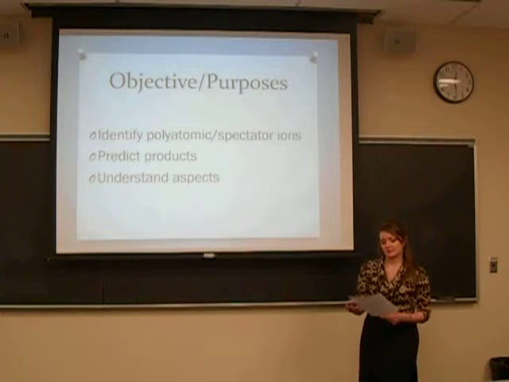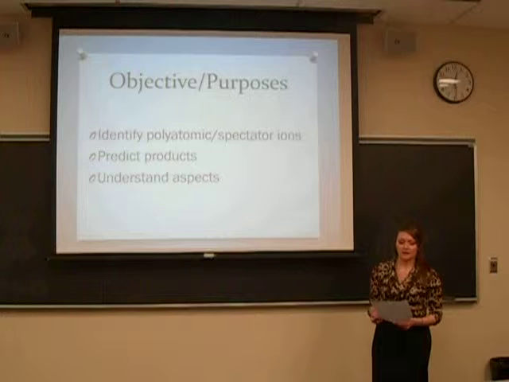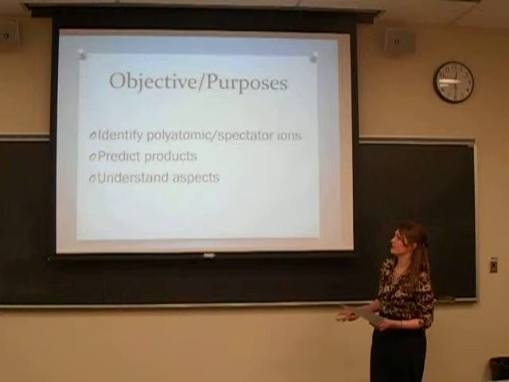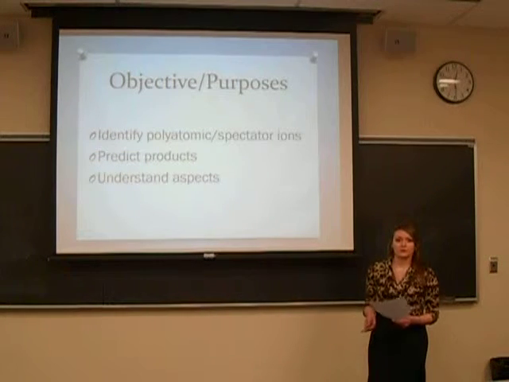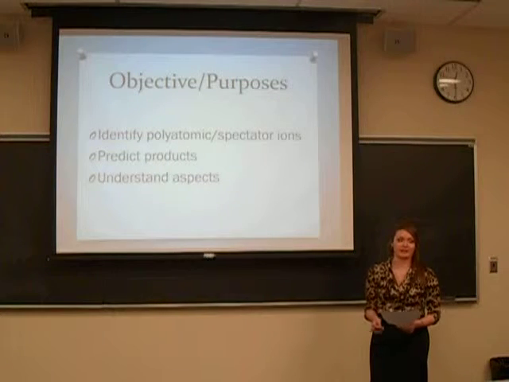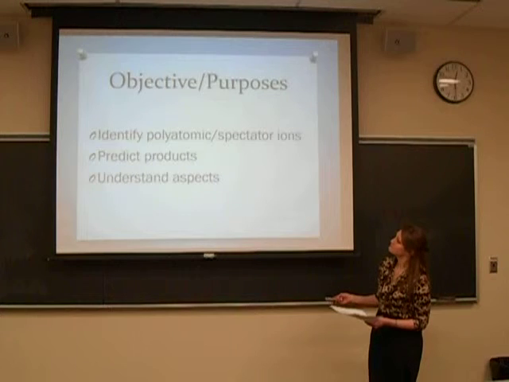So the purpose of this experiment was to identify polyatomic ions and spectator ions, and we also found out how to predict certain products of chemical reactions, which we verified with the reactions in the lab. Chemical reactions also help us understand certain aspects about chemical reactions and what chemicals can do.